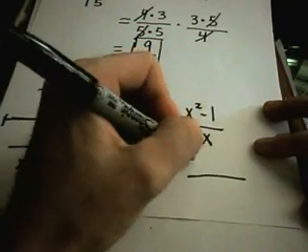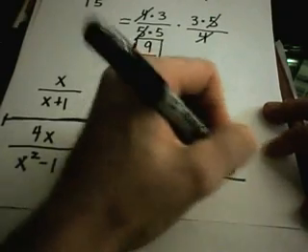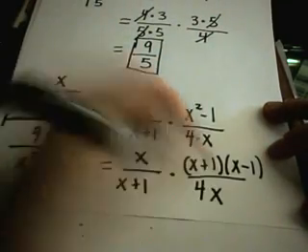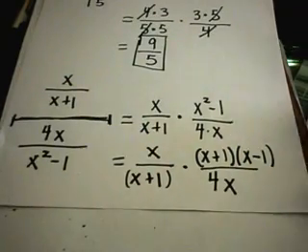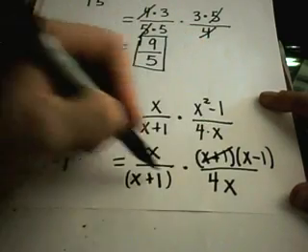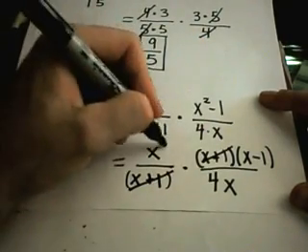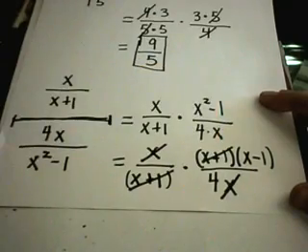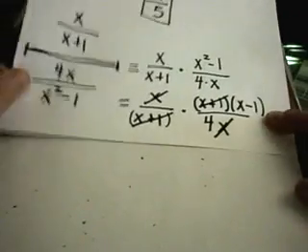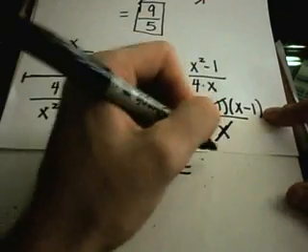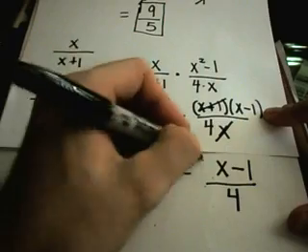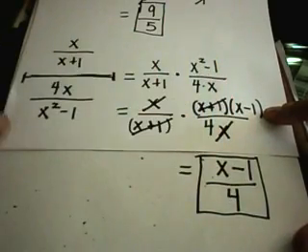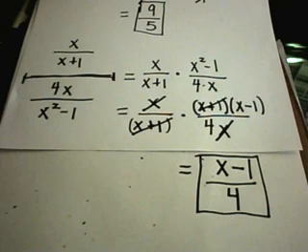Again, recall that you can factor x squared minus 1 as x plus 1 times x minus 1. I still have my 4x in the denominator. And I can think about this x plus 1 as being in parentheses as well. So I can cancel out this x plus 1 with this x plus 1. I can cancel out this x on top with the x on the bottom. And now I've got my answer. I'm left simply with x minus 1 in the numerator and a 4 in the denominator. And that's going to be my answer. That's now reduced.